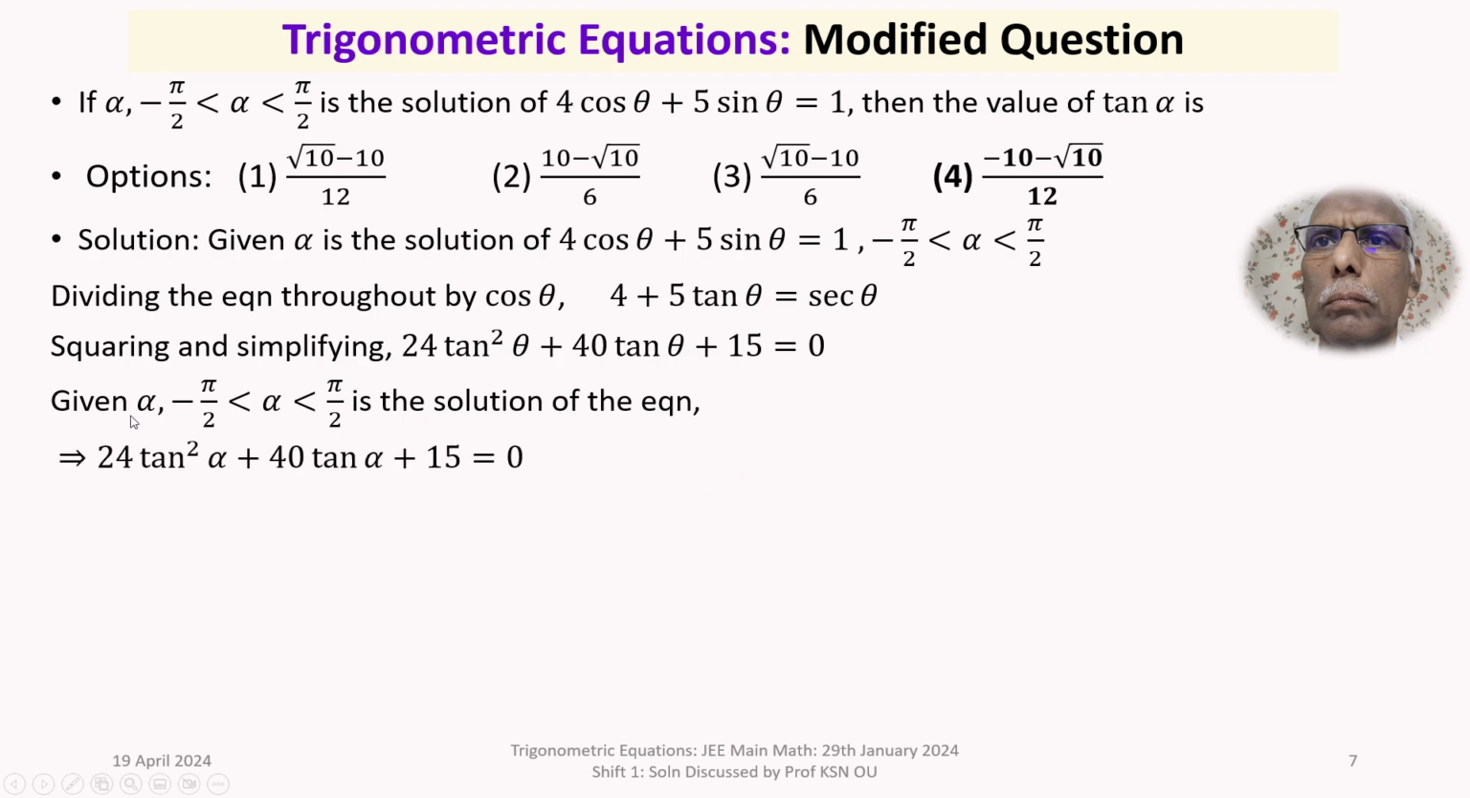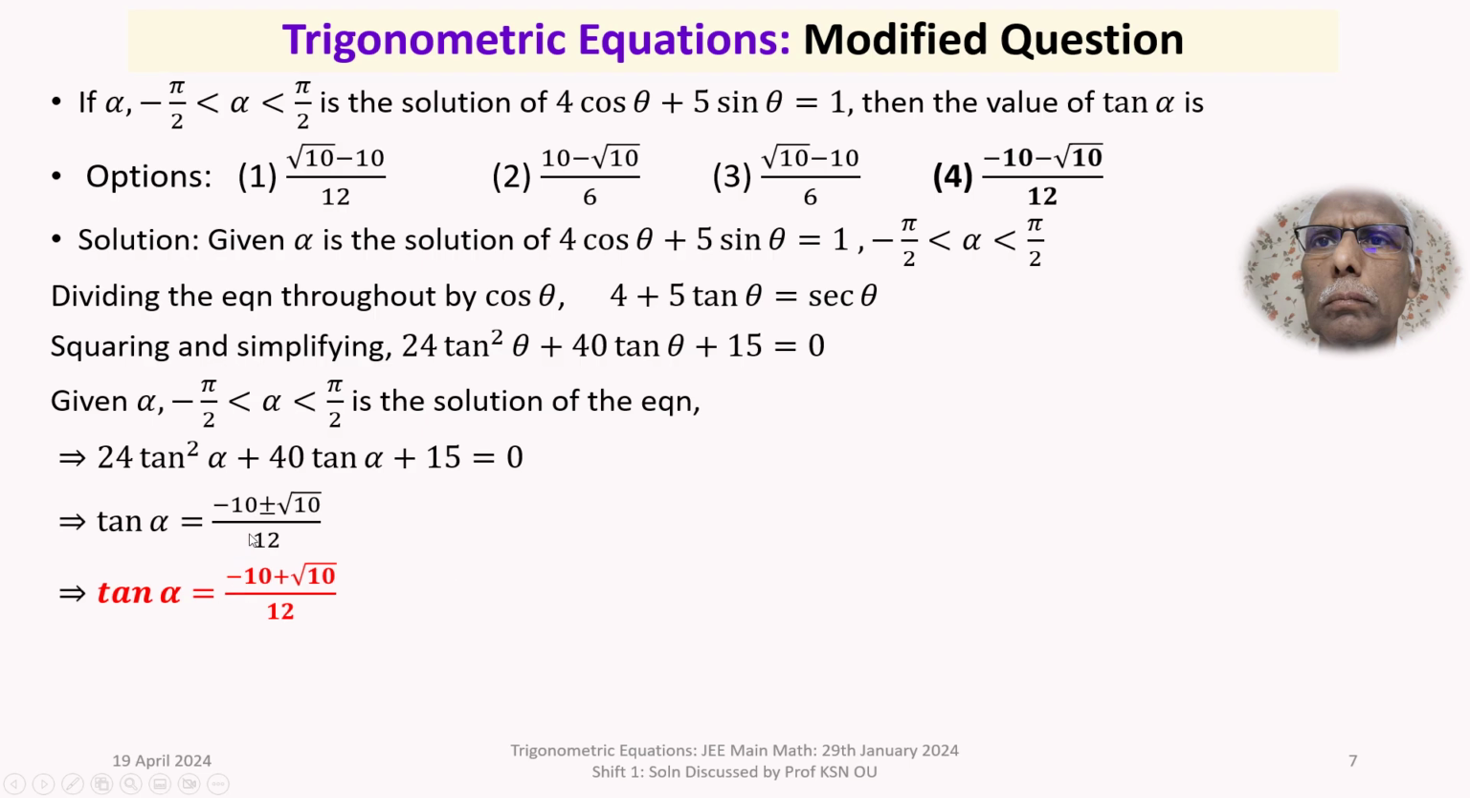Therefore, 24 tan square alpha plus 40 tan alpha plus 15 is equal to 0 as in the earlier case. You will get tan alpha is equal to these two roots. So now tan alpha is equal to minus 10 plus root 10 by 12. I am writing that. That means, what happens to the other one? What happens to the other root?